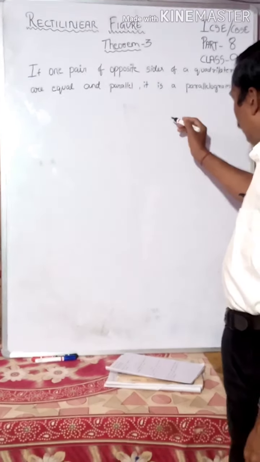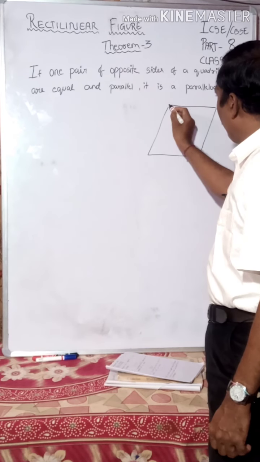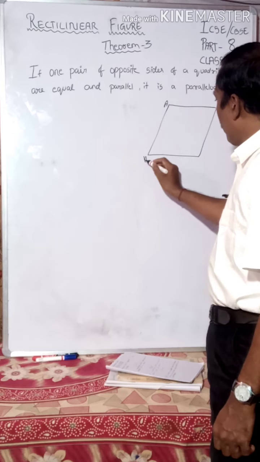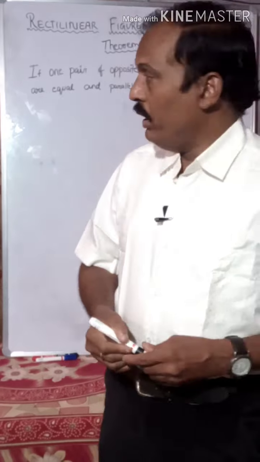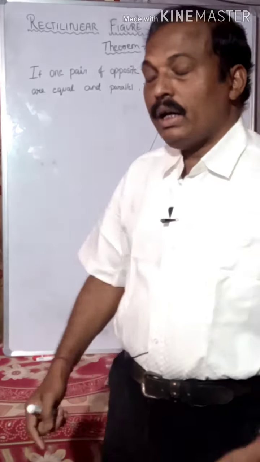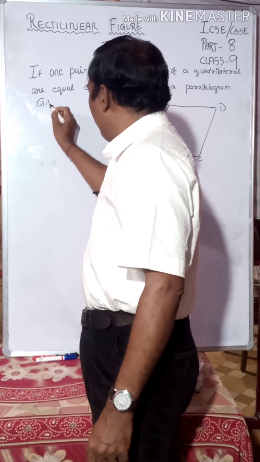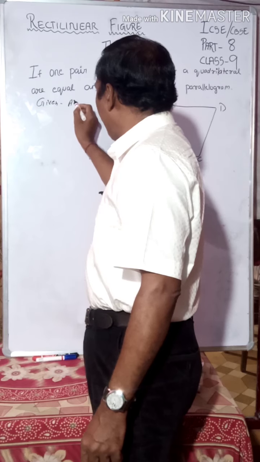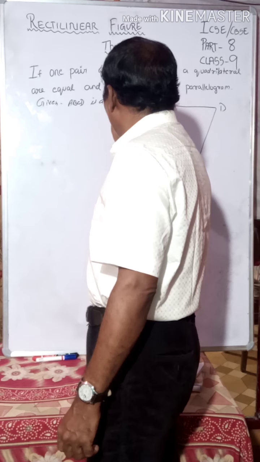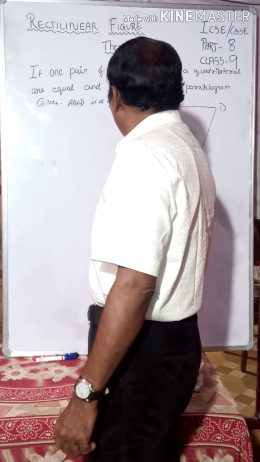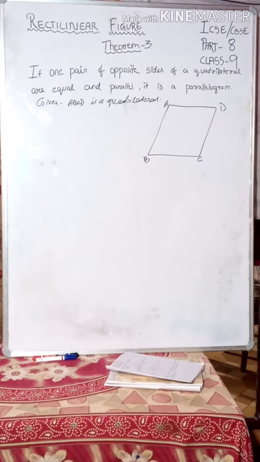Draw a quadrilateral. Suppose ABCD is a quadrilateral. This is the given point. One pair of opposite sides of a quadrilateral are equal, that is what is given. ABCD is a quadrilateral.